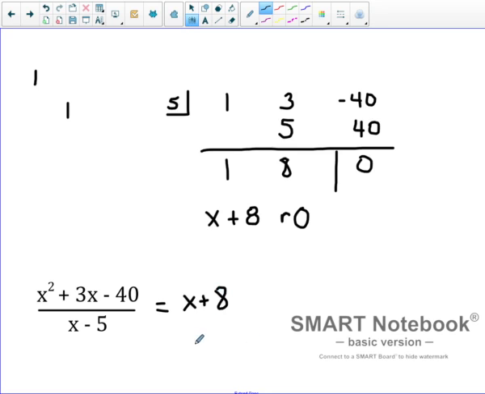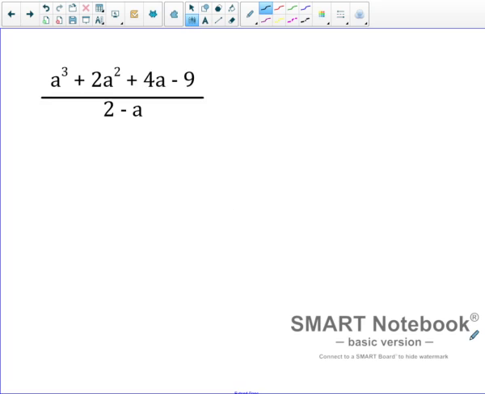Okay. So again, what that means is that if I multiplied x minus 5 times x plus 8, then I would get this polynomial. All right, so the synthetic division. Let's look at another example here.